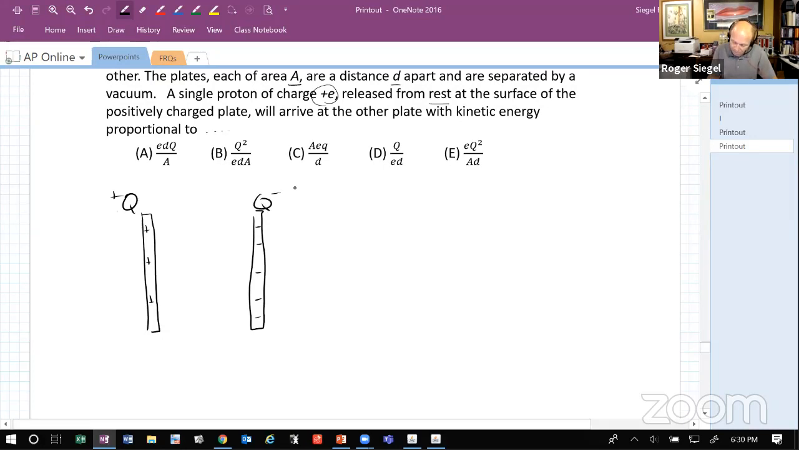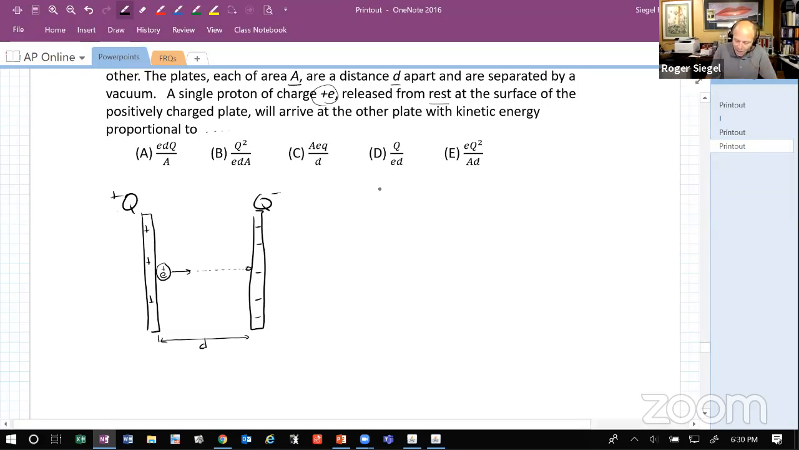And we want to know, if we have a positively charged particle here, like a proton, a single proton, it is a proton, released from rest here, how much kinetic energy does it have after moving this distance d through the vacuum? It sounds to me like a conservation of energy problem. I hope you heard it that way too.